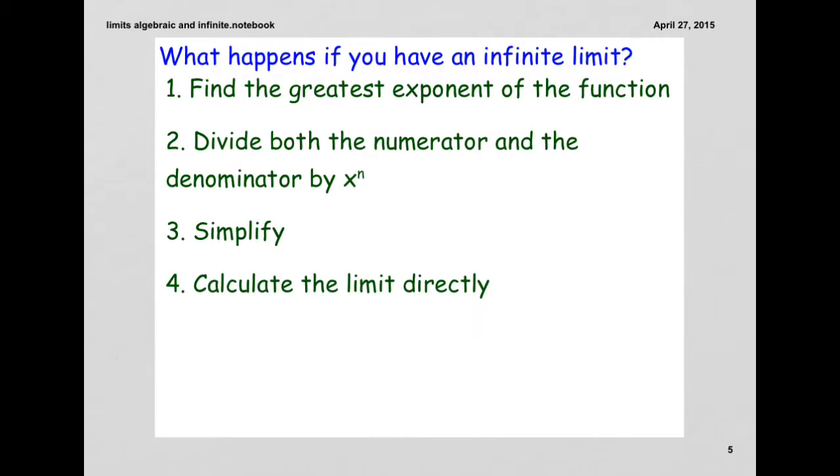What happens if you have an infinite limit? Find the greatest exponent of the function, divide the numerator and the denominator by x to the n, simplify, calculate the limit directly. So please pause at this time to copy these all down.